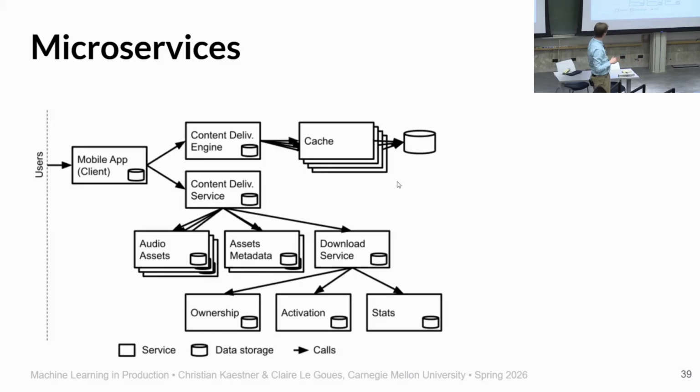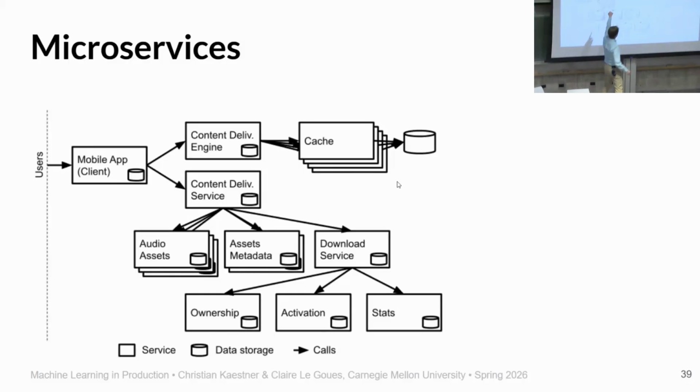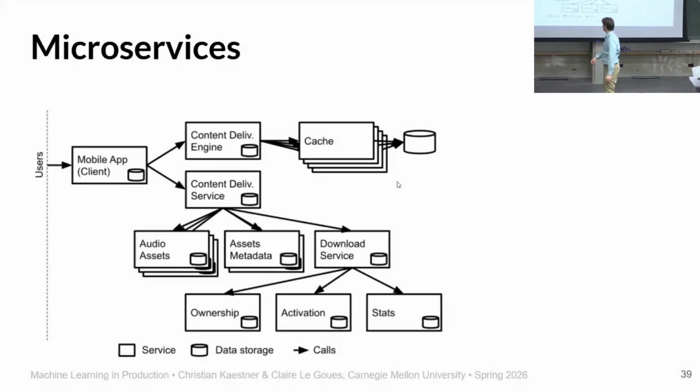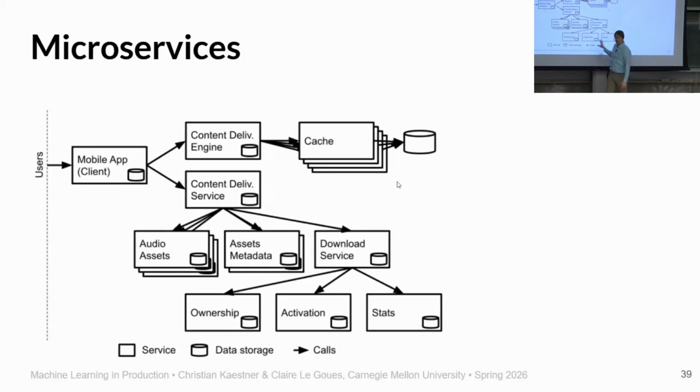This is something like Audible might look inside, like an audiobook service where you have maybe a content delivery engine that has only the functionality of serving you the audio files, and then you have a content delivery service that knows to manage these things, have ownership records, and so on. So rather than having all of this in a single application, you break it down. And these could be all things that are separately deployed over the internet.